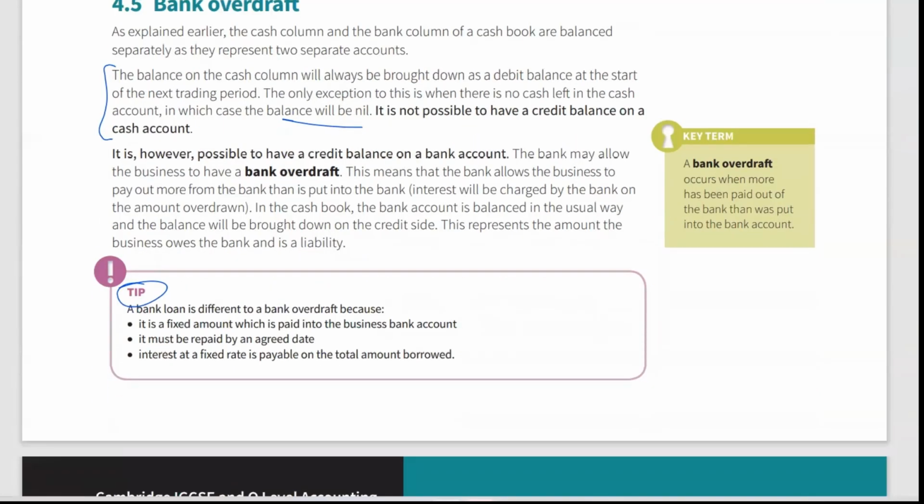Good one. It is a fixed amount which is paid into the business bank account. That's how loan is different. It's a fixed amount, as you said. It must be repaid at an agreed date. So in 5 years' time, in 2 years' time. That's another point you could have made. And the interest is also fixed. It's usually fixed and it's payable on the total amount borrowed. Right?